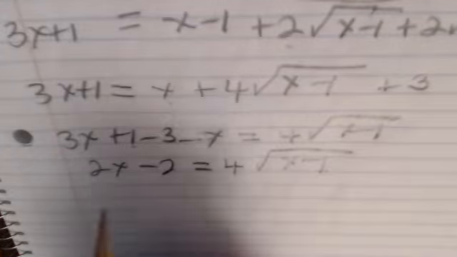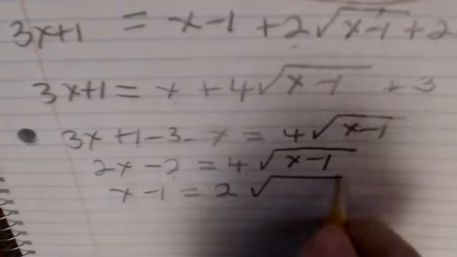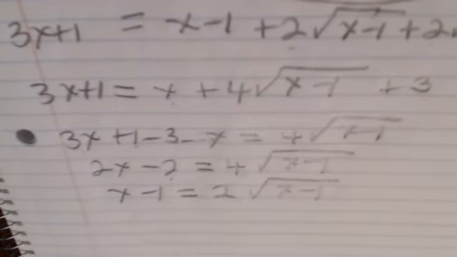Yeah. Okay. Now, we're going to be kind to ourselves. Look at this. I got a 2, a 2, and a 4. Let's divide everything by 2. So I get x minus 1 is 2 times radical x minus 1. Fair enough? Yes, sir. All right.